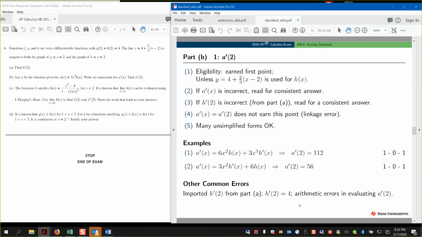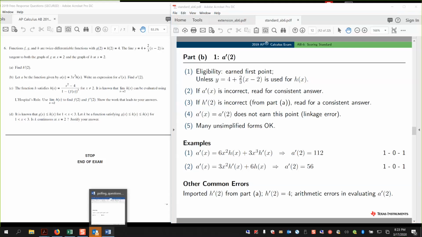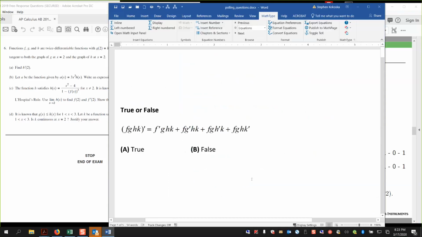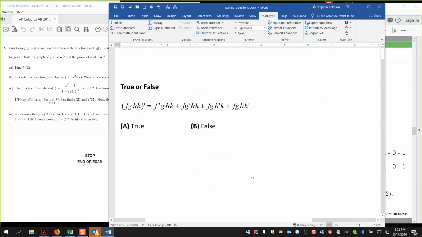All right, so let's see if you've got the concepts down here. I'm going to try, Michael, if you're still with me, I'm going to try one of these polling questions. Our first one is a true-false question, which has to do, believe it or not, with the product rule. So I want to know if this is true or false. If I have the product of 4 functions, f, g, h, and k, and I want that derivative, is it equal to that expression on the right-hand side?